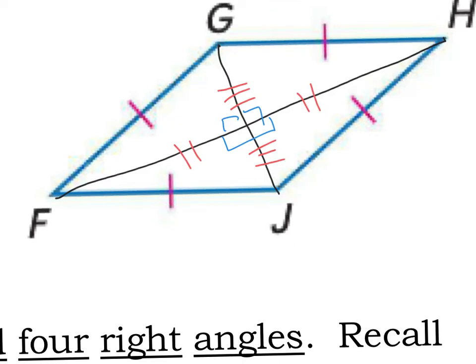And then when it says it bisects a pair of opposite angles, what it's saying is it would cut in half this large angle of GFJ. So it would bisect that angle, and bisect means it cuts it in half. And then same thing for the diagonal going from G to J, it would bisect those angles and cut those in half.